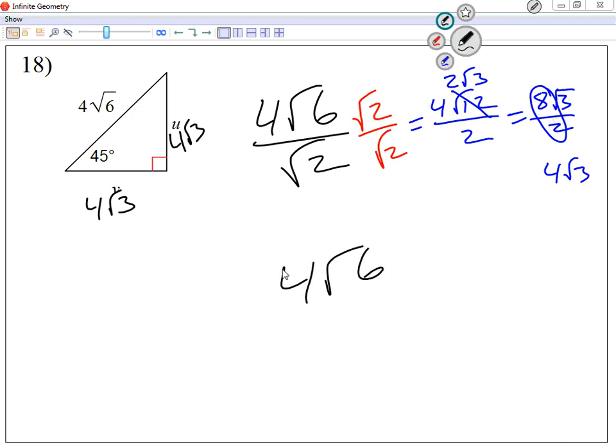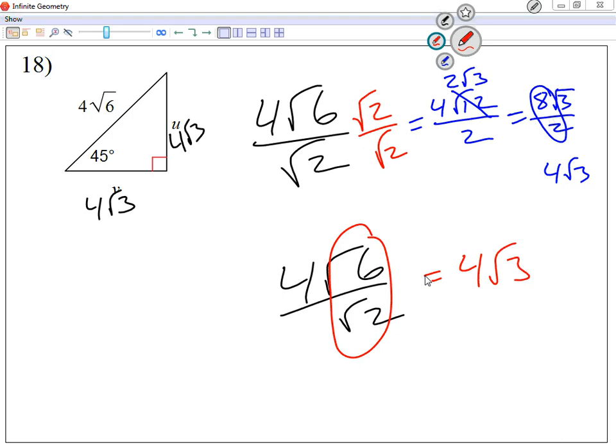Now let me show you guys an easier way. We had 4 radical 6 divided by radical 2 to begin with. You can simplify by combining your radicals. We can simplify radicals, 6 divided by 2. So that's going to give me 4 radical 3. Remember I told you guys earlier, combine whole numbers with whole numbers and radicals with radicals. If you have radicals, combine them. That gives me 4 radical 3, which is the shorter way.